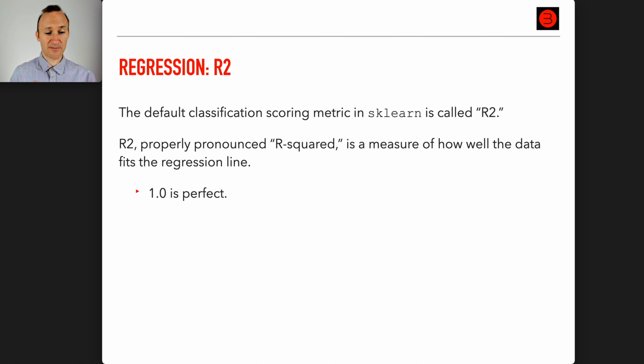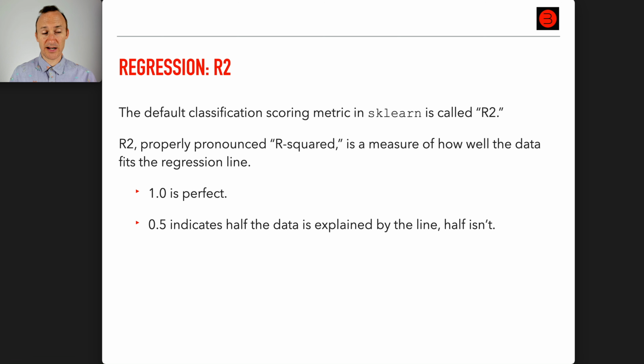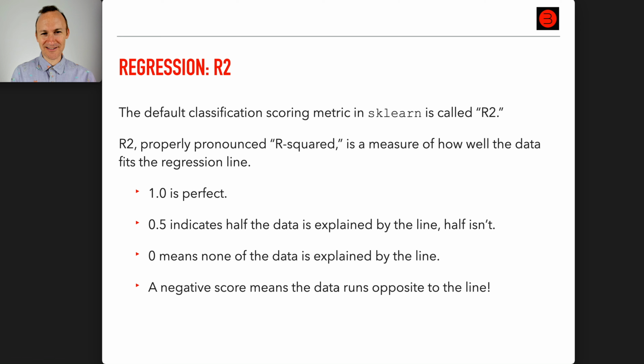1.0 is perfect. 0.5 indicates half the data is explained by the line, half isn't. And 0 means none of the data is explained by the line. But in addition, you can get negatives. A negative score means the data runs opposite to the line. It actually does happen, surprisingly, at times in sklearn. You would think that it never would, but there are some challenging test sets.